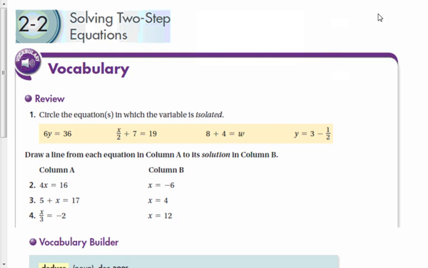Hey students, this is lesson 2.2, solving two-step equations. The objective here is that you're going to learn how to solve two-step equations in one variable.